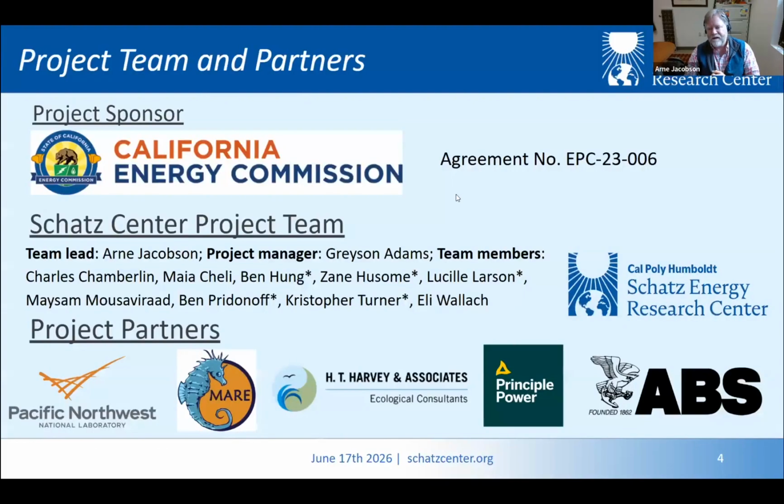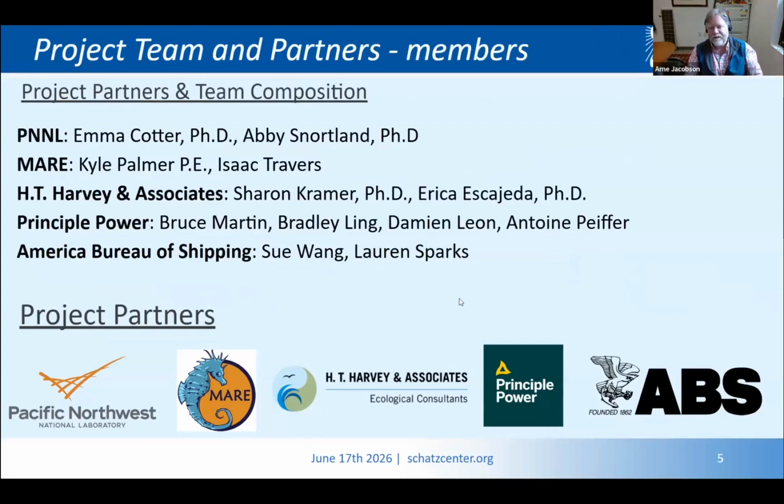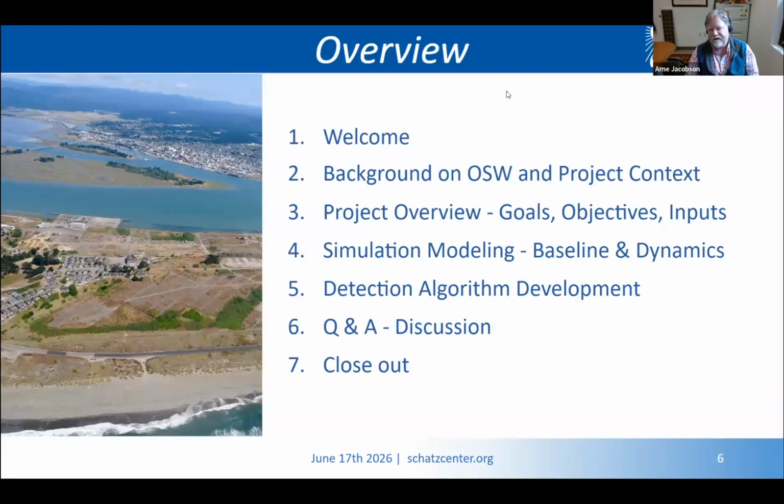So without any further ado, let's start. I'll just start by noting the project team for this overall effort. This is all based on a project sponsored by the California Energy Commission, and we're really grateful for that support. We've listed members of the Schatz Center project team. The project is led by the Schatz Center in partnership with Pacific Northwest National Laboratories, Morro, H.D. Harvey and Associates, Principal Power, and ABS, which is the American Bureau of Shipping. Some of the key members of our project partner teams are listed here on this slide as well, and we're really pleased to be working with such a strong team.